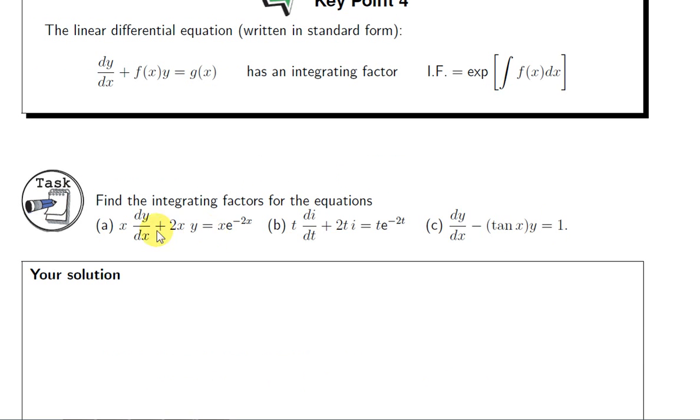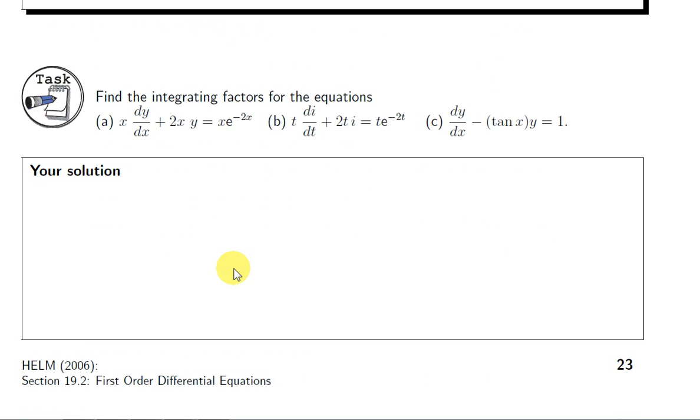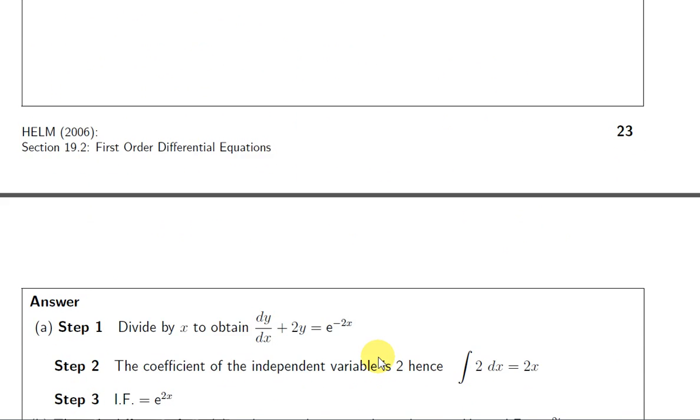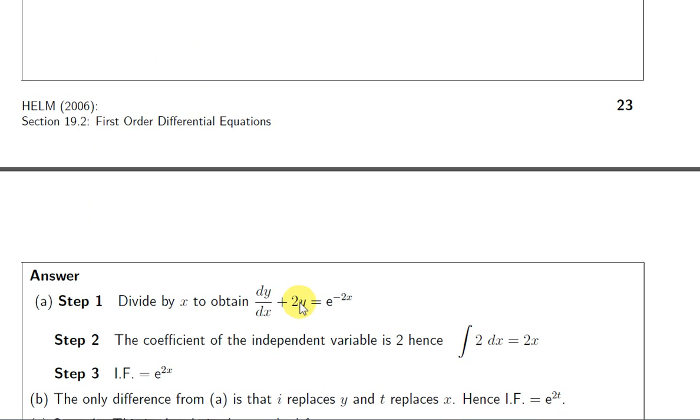Let's get the integrating factor for this differential equation here. Now first of all, we have to get the derivative on its own, so we need to divide across by x. So we get dy dx plus 2y equals e to the minus 2x. So that's what we have here. And then we look at the coefficient here of the dependent variable y. We integrate it with respect to the independent variable, which is x, to get 2x, and we take the exponential of it. So the integrating factor is e to the 2x.